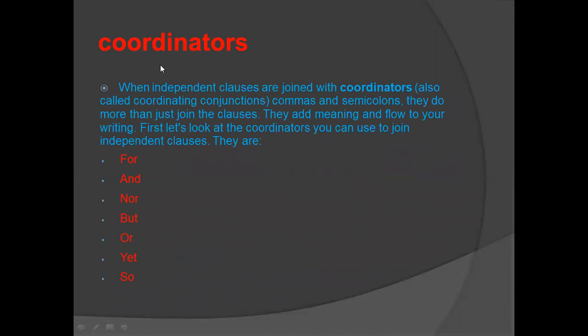In a compound sentence, you will find many coordinators. Let's see the coordinators. When independent clauses are joined with coordinators, also called coordinating conjunctions, commas and semicolons, they do more than just join the clauses. They add meaning and flow to your writing. First, let's look at the coordinators you can use to join independent clauses. They are for, and, nor, but, or, yet, so.